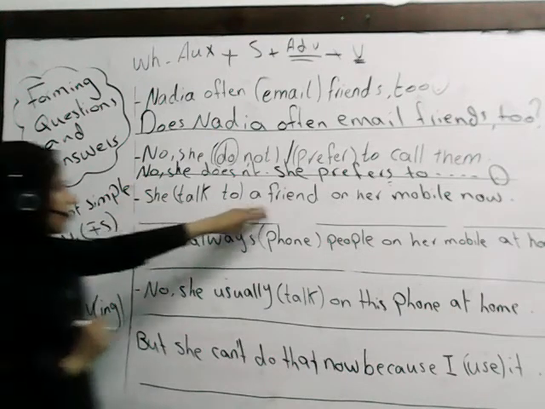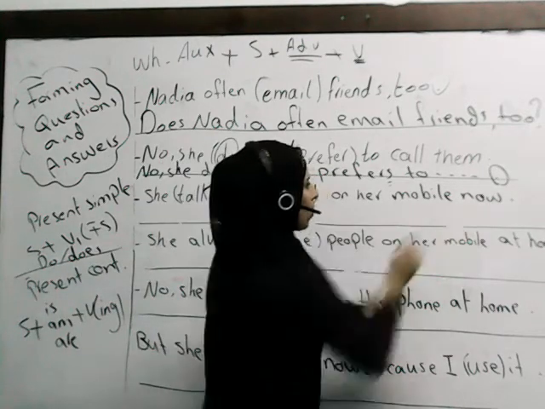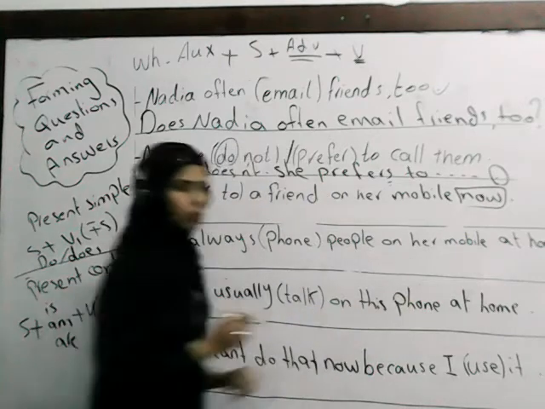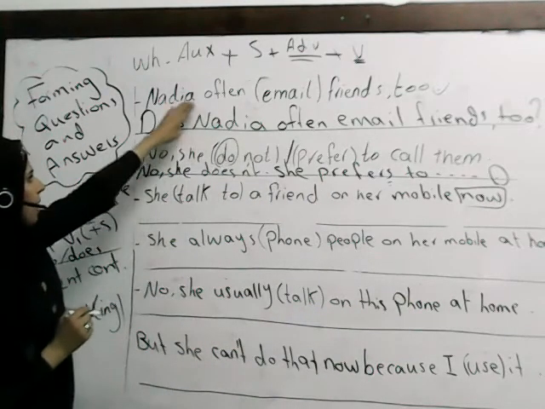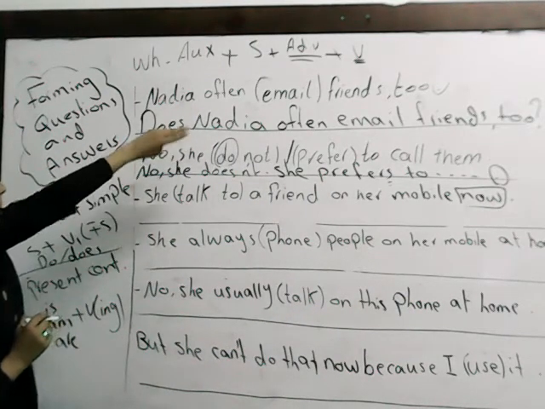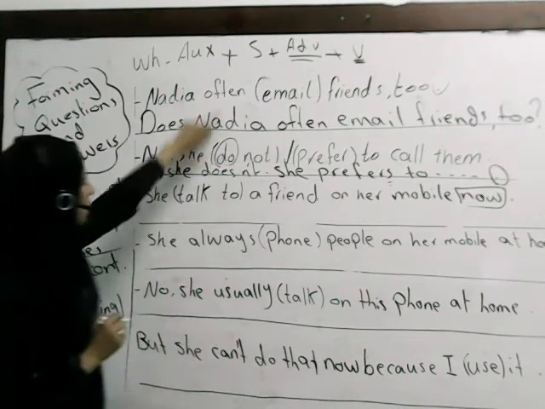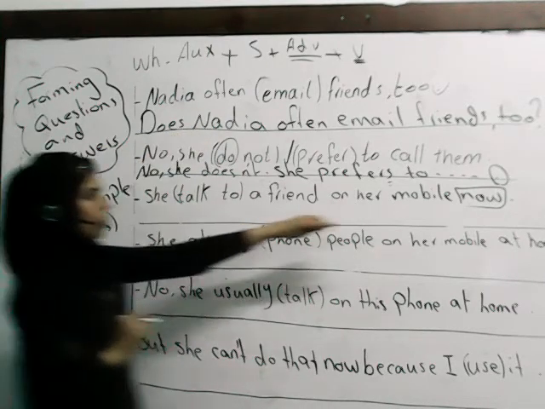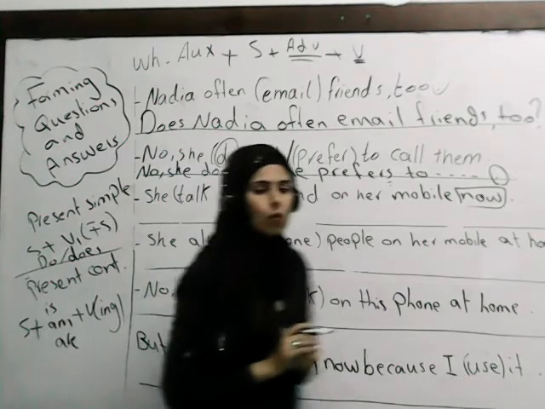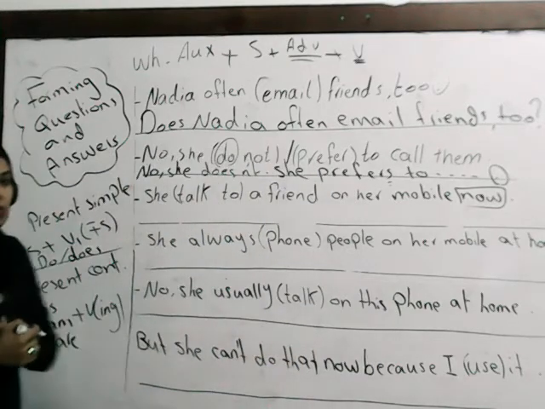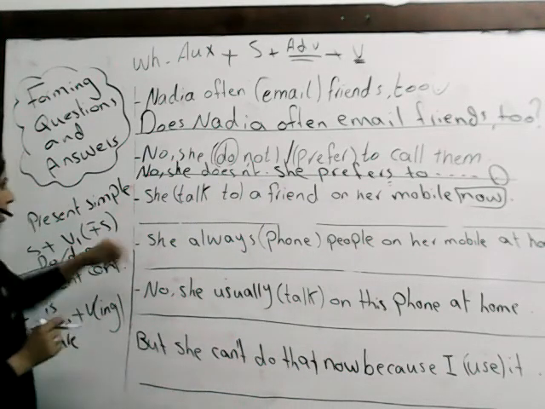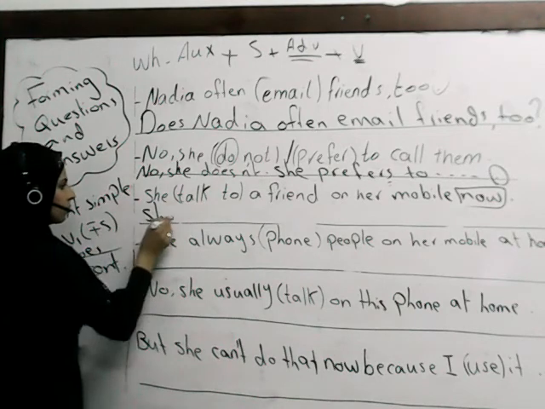She talked to a friend on her mobile now. Here you have a new keyword, which is now. In the sentence and the question that were using often, we use do and does. But here we are using now, so we are not using present simple. We are using present continuous.